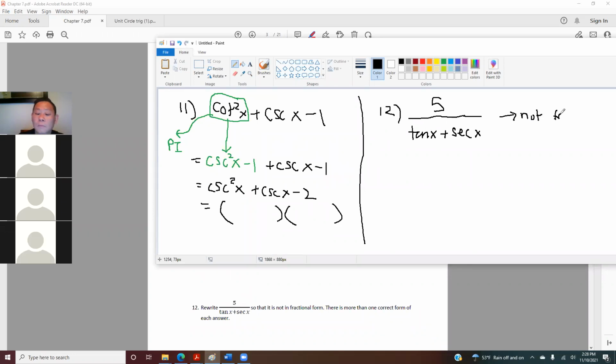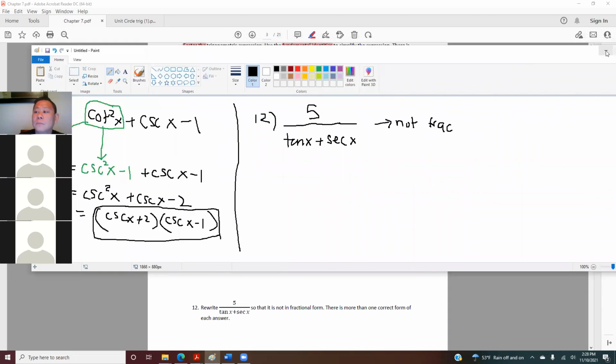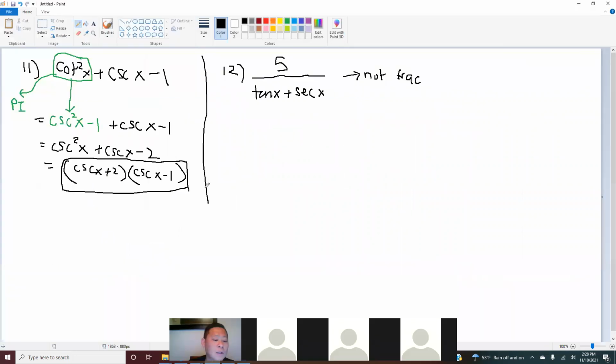Cosecant x plus 2, cosecant x minus 1. Yep, so this is cosecant x plus 2 and cosecant x minus 1. Now this, we cannot use any Pythagorean identity because you don't see any square involved. So, you can change this cosecant to become reciprocal. What is the reciprocal of cosecant, anyone? Cosecant can change into what? Sine. 1 over, right? So in this case, you can also write your answer as 1 over sine x plus 2 and 1 over sine x minus 1.